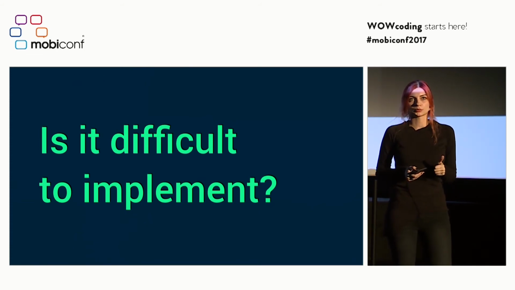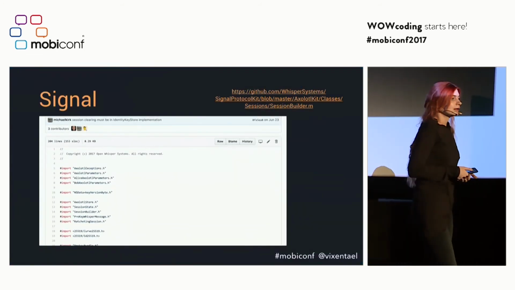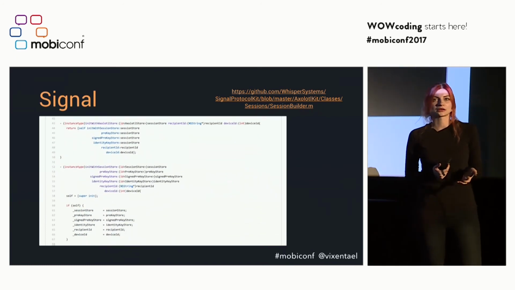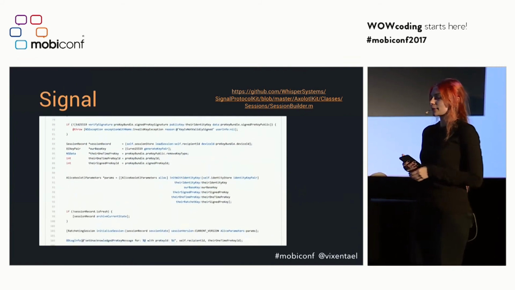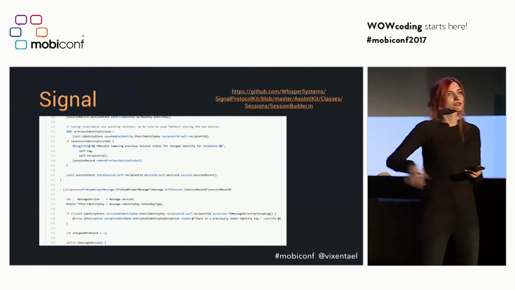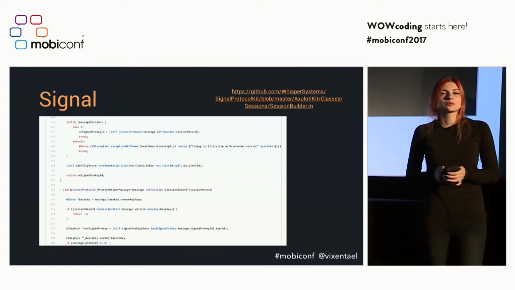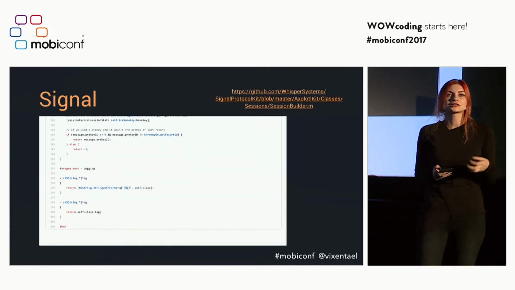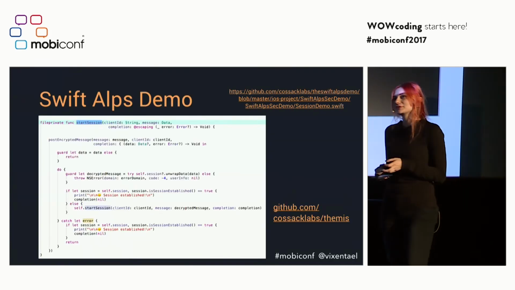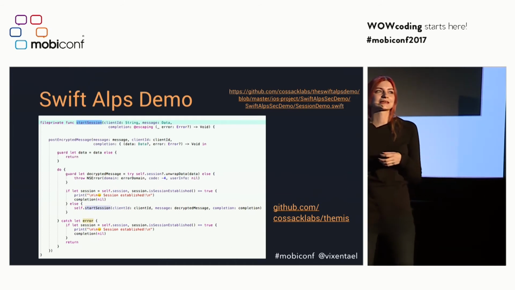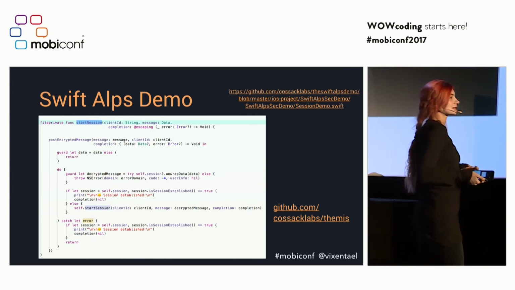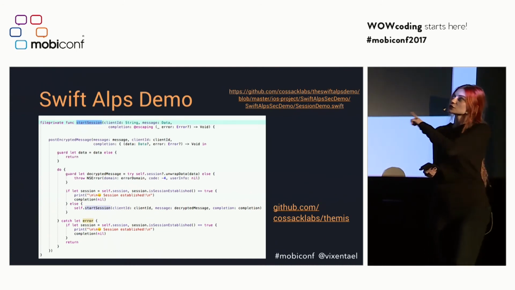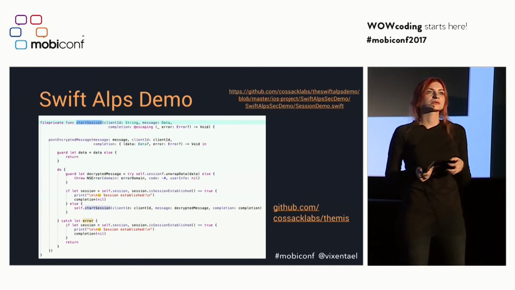How difficult is it to implement? Well, it depends. This is a super small code from Axolotl, from the protocol that the Signal app is using. And this is a super custom, super specific implementation for their use case. You don't need to write all this if you already have existing primitives, if you already have existing high-level functions. This is an example I showed on Swift Alps workshops a year ago.